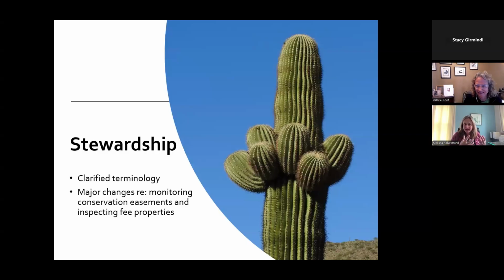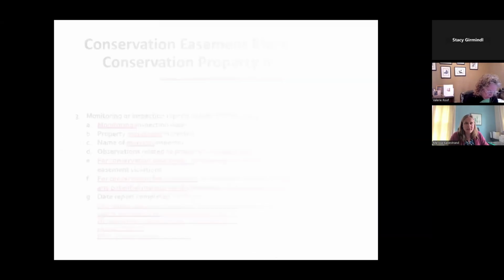We did clarify terminology about management ownership problems rather than just ownership challenges. People got tripped up on that because we now define it as encroachment or trespass, so we tried to be a bit more broad with that definition because that's how we're reviewing those things. That really is to be consistent with the Alliance language and reduce some of that confusion. But we did have major changes around monitoring easements and inspecting fee properties that came through from questions we've seen from the community.